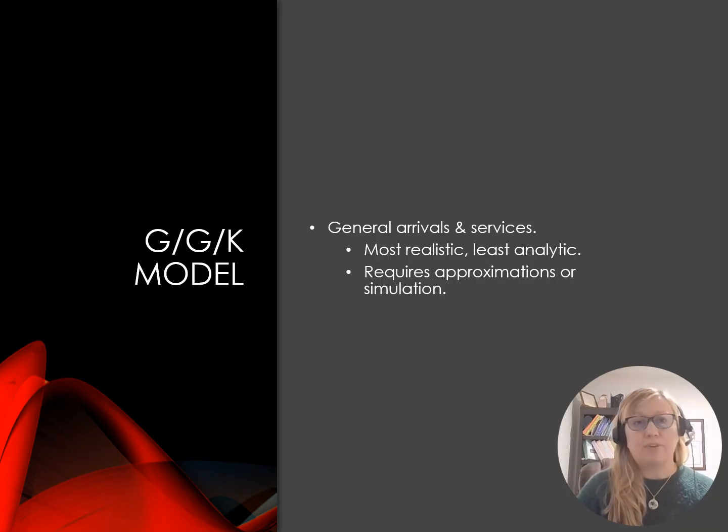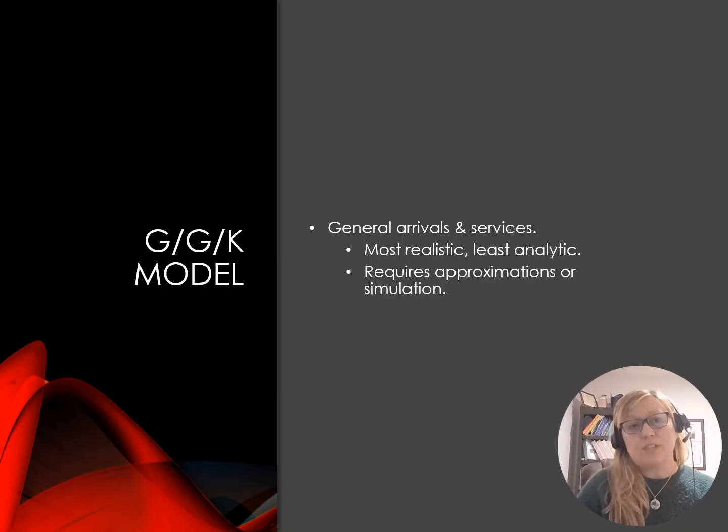Finally, the GGK model represents the opposite extreme. Here, both arrival times and service durations follow general distributions, and there are multiple servers. This is the most realistic model, and Warren emphasizes that many real systems like emergency departments, logistics networks, or airport security behave much closer to a GGK than any Markovian model. However, the trade off is that no closed form solution exists for GGK. Instead, analysts rely on approximations such as Kingman's formula for waiting times, the Allen-Cunneen approximation, or full simulation models.